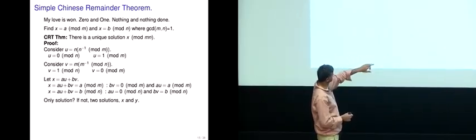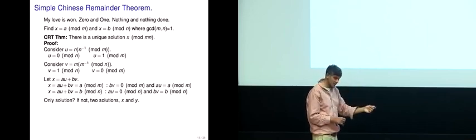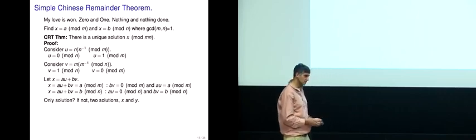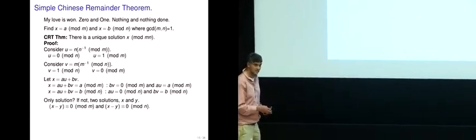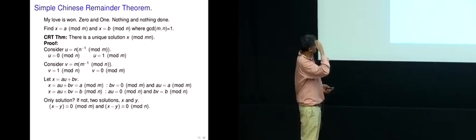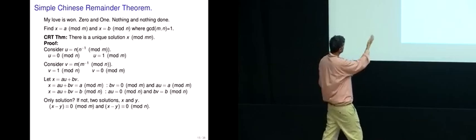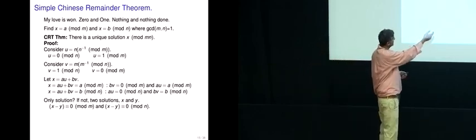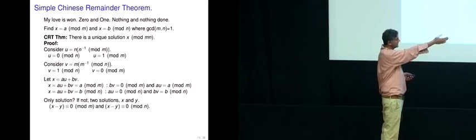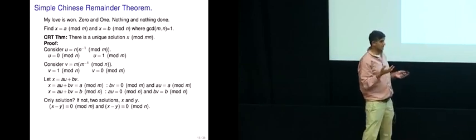If not, two solutions x and y, right? Okay, so we want to say there's a unique solution. We showed you a solution, so there's at least one. And now we want to show you there's not more than one. And we will do our standard thing. We'll take the difference between the two solutions. If the two solutions are both solutions to both equations, x minus y has to equal 0 mod m, and x minus y has to be 0 mod n. So in that case, what must x minus y be?